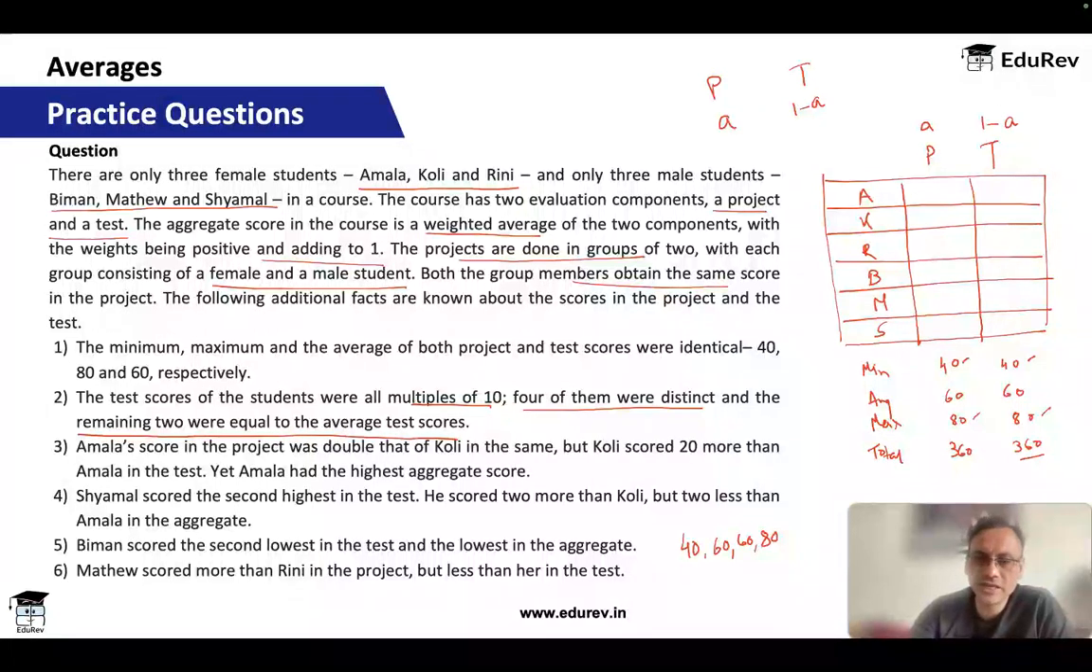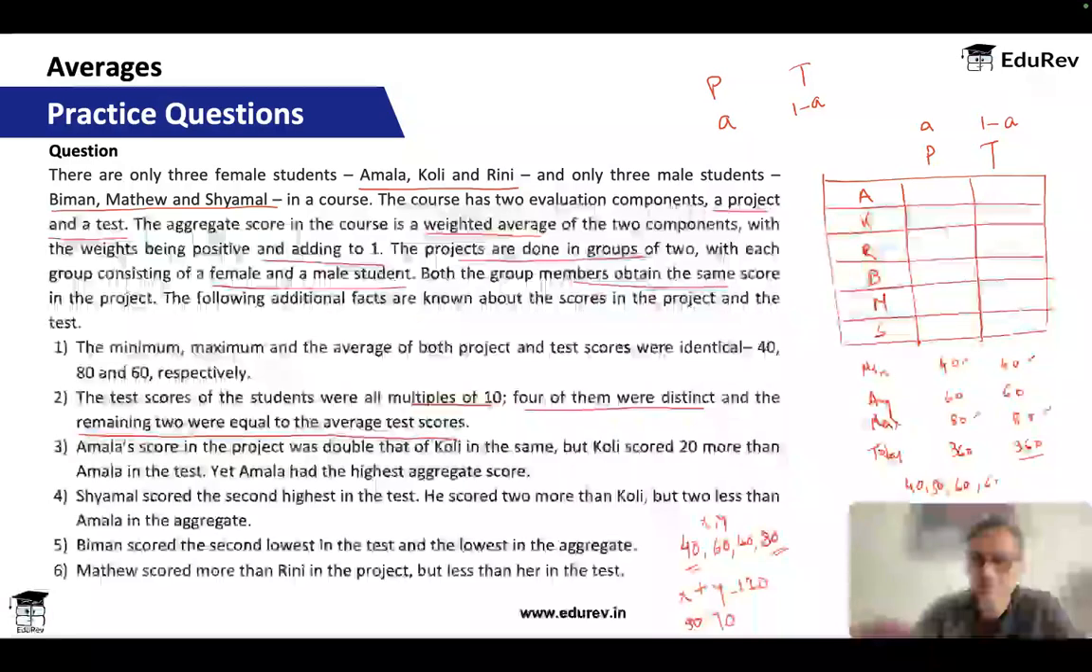Total is 360. That means 2 other values, let's say x and y, which I do not know, x plus y should be equal to 120, and they have to be distinct. They have to be more than 40 because 40 is the least. They have to be less than 80 because 80 is the highest, and they have to be multiples of 10. The only values that fit are 50 and 70. Okay, so you know all the 6 scores. These scores are 40, 50, 60, 60, 70 and 80 in the test.